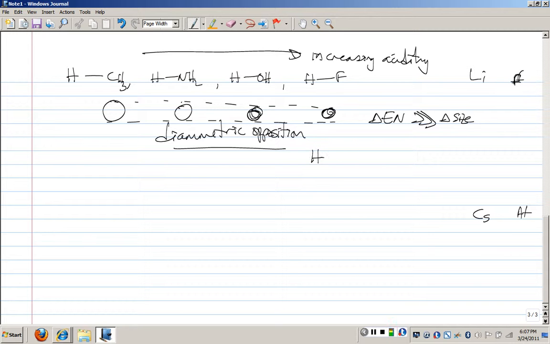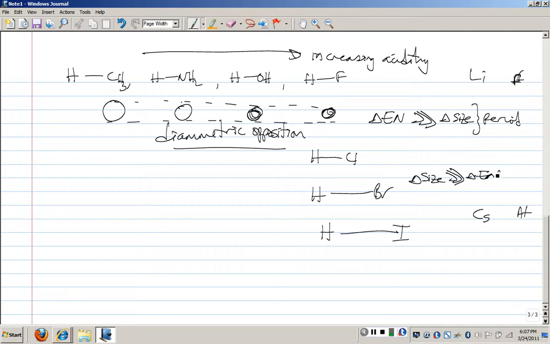On the other hand, if I'm going down a group, considering HF, HCl, HBr, and HI, here the change in size is much greater than the change in electronegativity. So size is the dominant argument. And therefore, even though the H is more positive in HF than it is in HI, so the H is more protonic, the bond is much, much shorter here than it is in HI. And size being the bigger factor, the length of the bond is the dominant issue. The longer bond is going to give rise to a stronger acid.